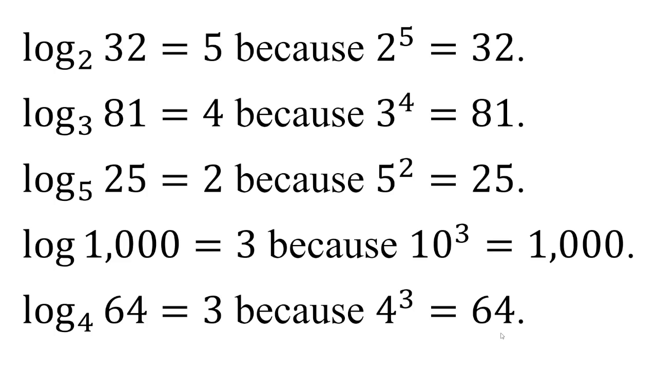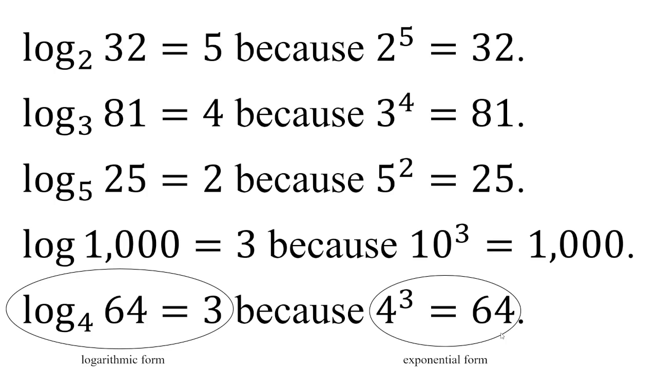The log base 4 of 64 is 3 because 4 to the 3rd is 64. Log base 4 of 64 is 3. This is known as the logarithmic form of a log statement. Whereas 4 to the 3rd power is 64, that is the exponential form of the statement. So now then, let's look at some more examples.